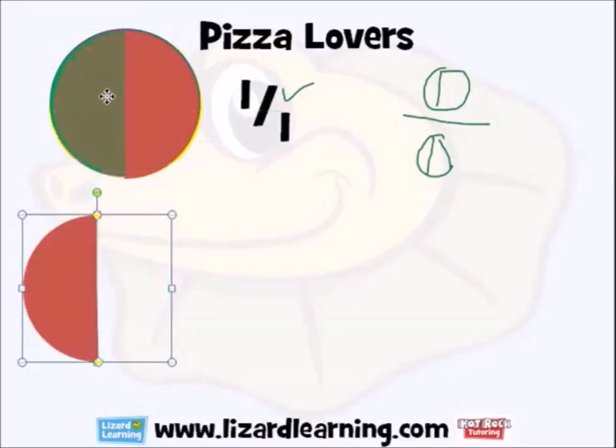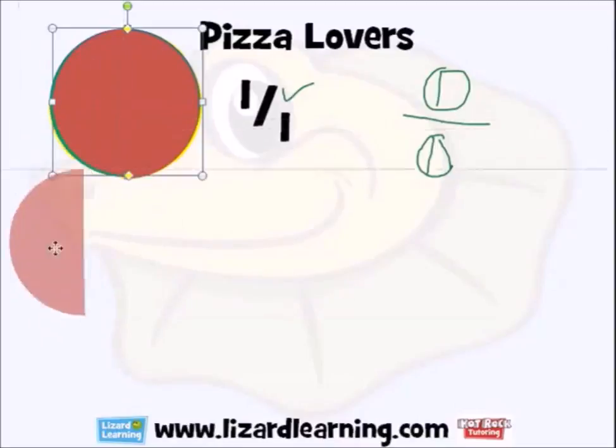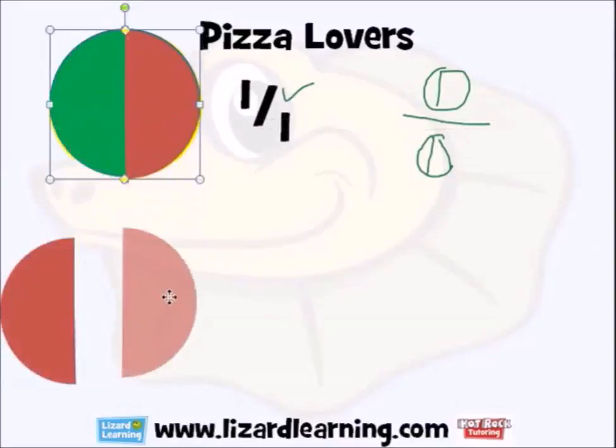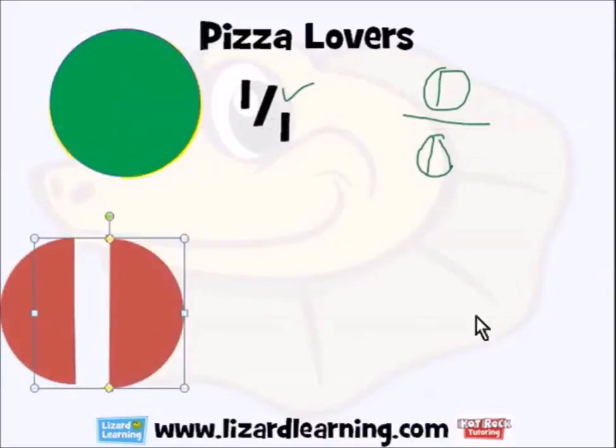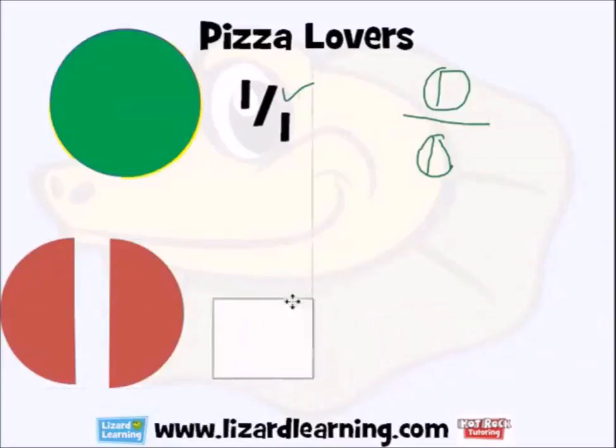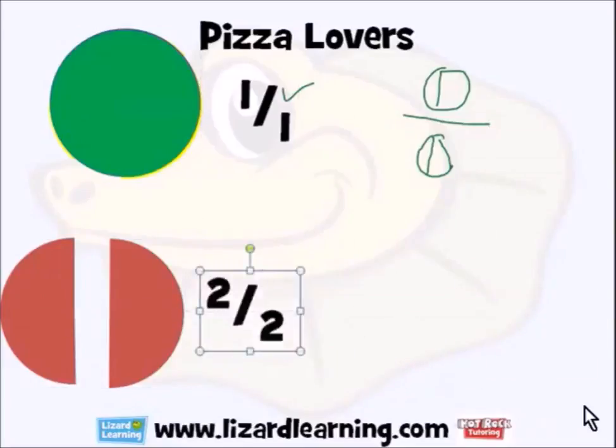Actually, I'm not going to do that at all at this stage. I'm going to take one half of the pizza. I'm going to take the other half of the pizza. How many pieces have I chopped that pizza into? I've chopped it into 2 pieces, but I've taken both the pieces. So there's a fraction to that, 2 out of 2.